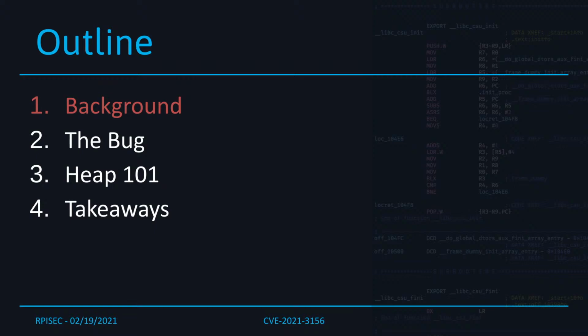And then we're going to dive into the code, and we're going to talk a little bit about how exploiting objects on the heap can differ a little bit from exploiting objects on the stack. And then finally I want to go over some quick takeaways and things that we can learn from this as security researchers going forward.